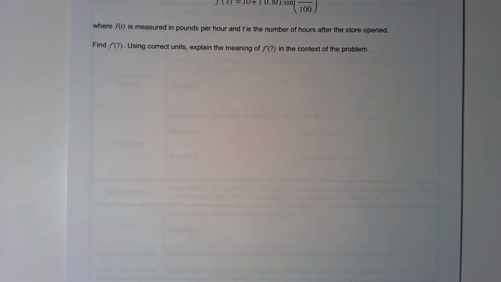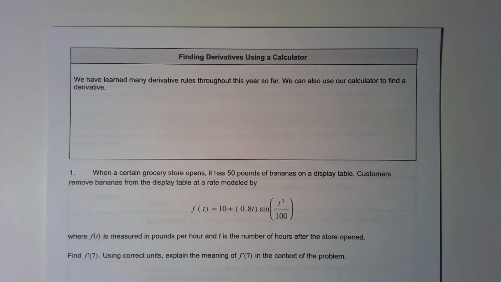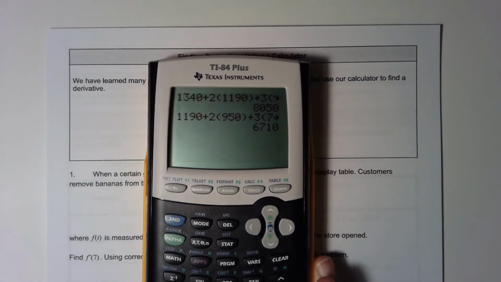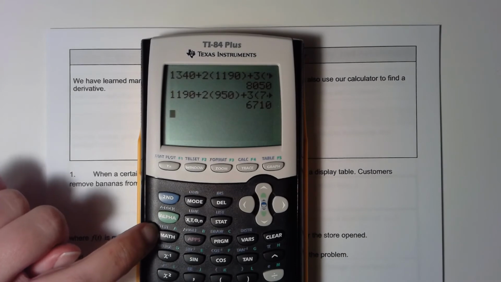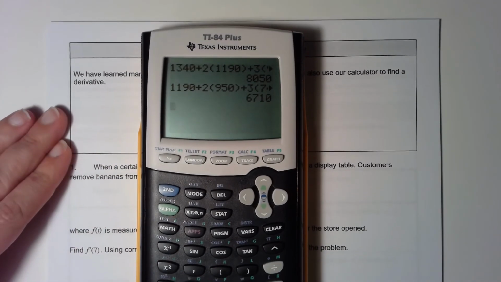Now, the last thing that we're going to be talking about is finding derivatives on a calculator. This is something we haven't done before. A big focus of the first few units of this class is how we find derivatives and all these derivative rules, but your calculator can also do this for you. We have learned many derivative rules throughout this year so far. We can also use our calculator to find a derivative, and I'm going to show you how to do that now. On your graphing calculator, there is a menu that says math, and that's a menu where you can find lots of cool functions your calculator can do for you.